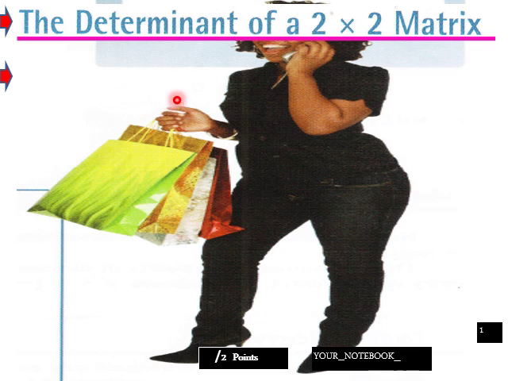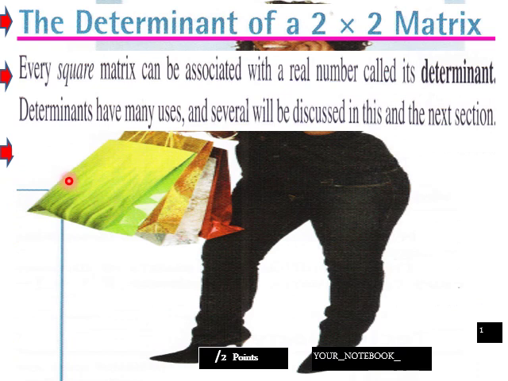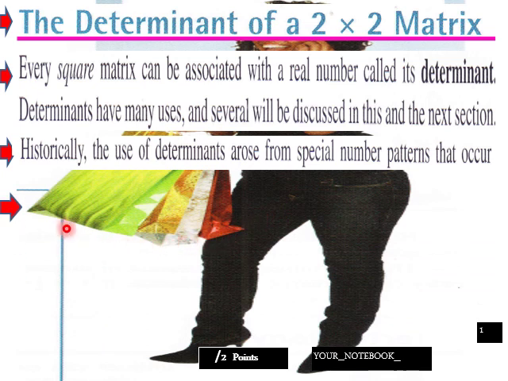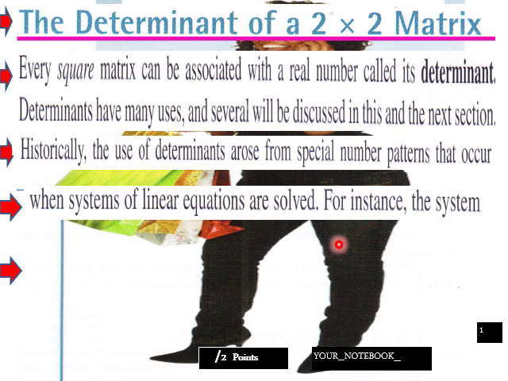Into our lesson today, into your notebook here: the determinant of a 2x2 matrix. Every square matrix can be associated with a real number called its determinant. Determinants have many uses, and several will be discussed in this and the next section. Historically, the use of determinants arose from special number patterns that occur when systems of linear equations are solved. For instance, the system here has a solution.